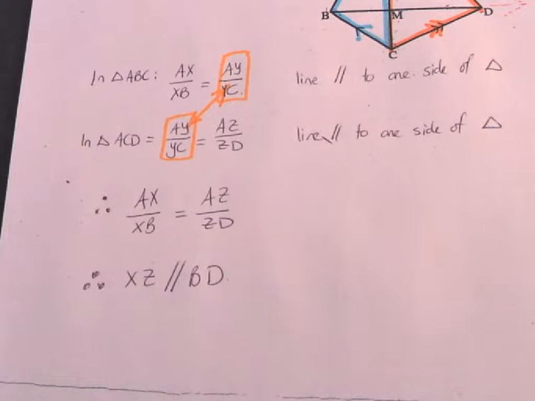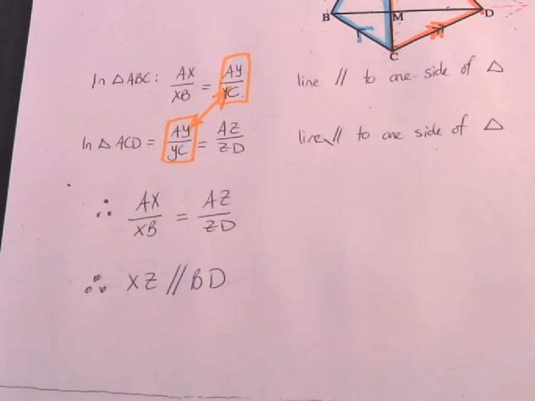So there's no reverse theorem for this? No, but you can reverse your reasoning. If these two are proportions, then those two lines must be parallel.